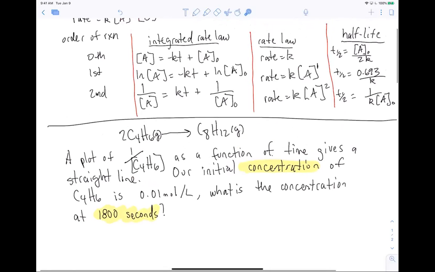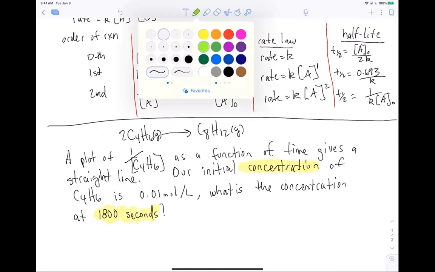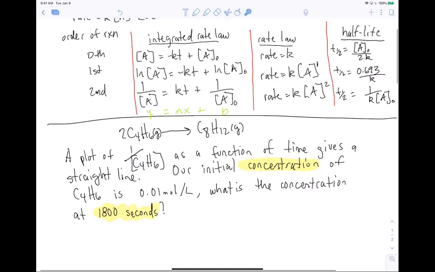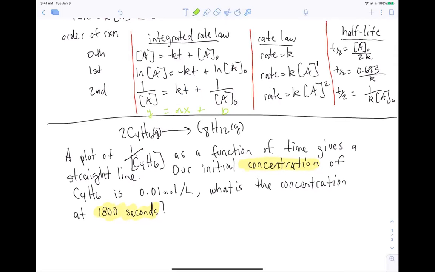You come up here and look at the three rate laws and ask which one would that be true for, and that would be true for this one. All of the integrated rate law equations are in the form of y equals mx plus b. If 1 over the concentration plotted as a function of time gives us a straight line, then we know that integrated rate law fits this data really well. And so it tells us that the reaction is second order.